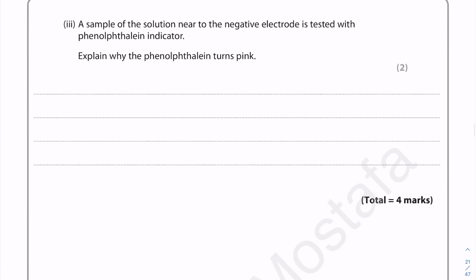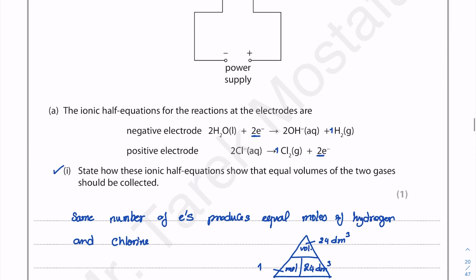Triple I. A sample of solution near to the negative electrode is tested with phenolphthalein indicator. Explain why phenolphthalein turns pink. Because the solution is alkaline, it contains hydroxide ions. Why did it specify the negative electrode? Because if you look at the equation for the negative electrode, you will find that hydroxide ions are indeed formed at the negative electrode, and the hydroxide ions are alkaline and turn phenolphthalein pink.